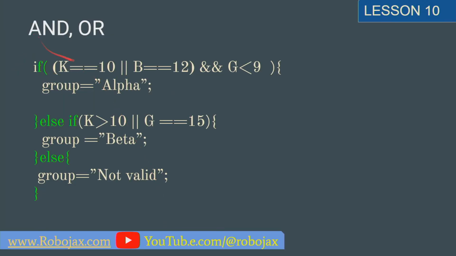And this is now AND and OR, so we can implement both of those. In this case, you see this is our AND if. If K is equal 10 or B is equal 12, and we put one more condition, if G is smaller than 9, then group is alpha. You see the OR, pay attention, and in here, and again we have also OR here. So the whole point was to understand that we can put one condition inside one parenthesis with OR and an ampersand with something else.